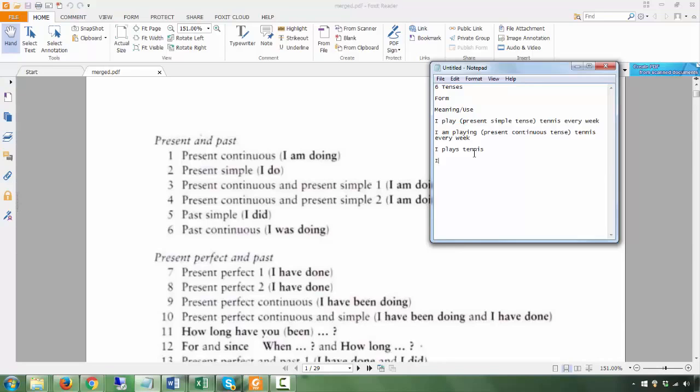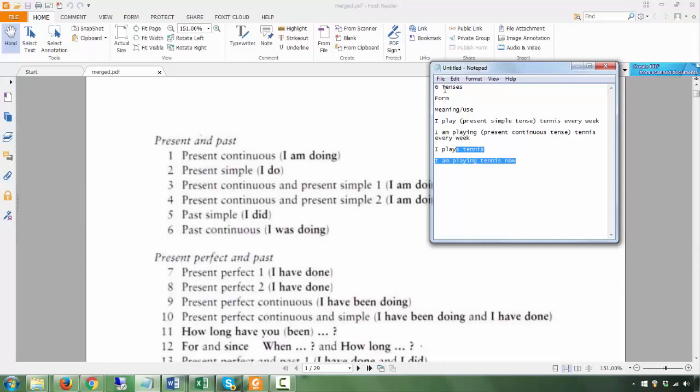And if you say "I playing tennis now," this person is trying to use the present continuous tense, which is correct. He's trying to say that he's playing tennis now, but he is not forming it correctly because the present continuous tense requires you to use the be verb and the verb plus ing. So he got the verb ing, playing, but he did not use the be verb. So it should be "I am playing."